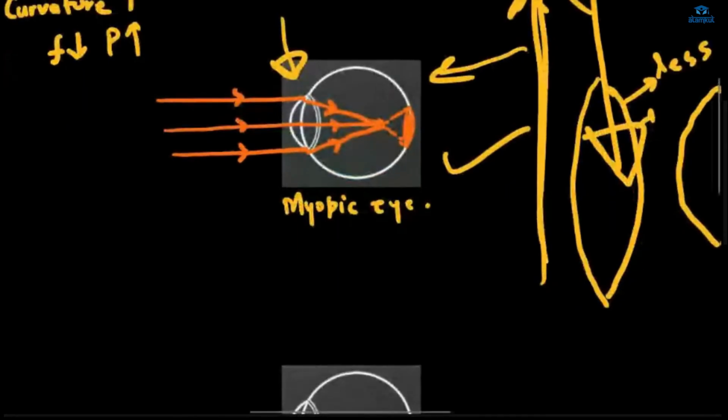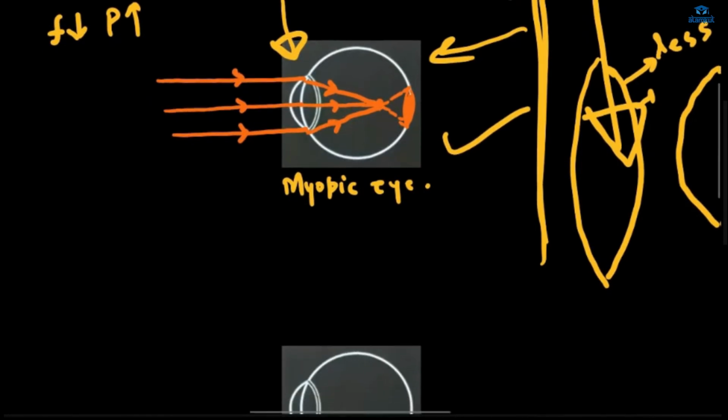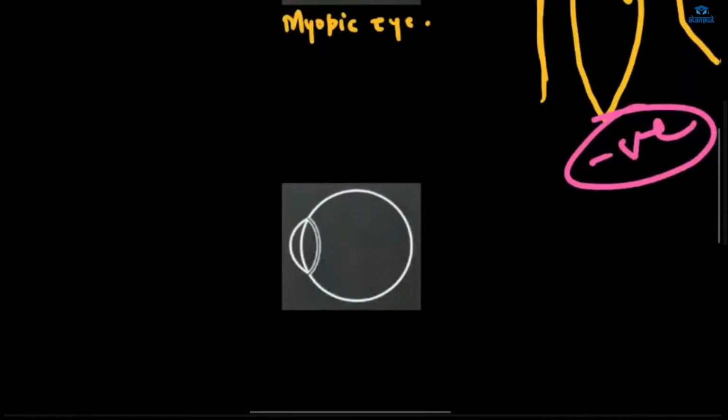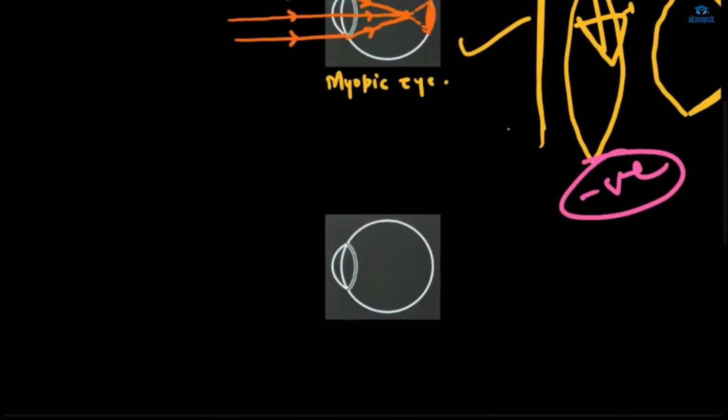इंक्रीज करेंगे. ओके. In that case, what will we do? We'll place, and we all know that the power of concave lens is negative. Is it so or not? The power of concave lens is negative. So if we take the concave lens, then it may help in decreasing the power.